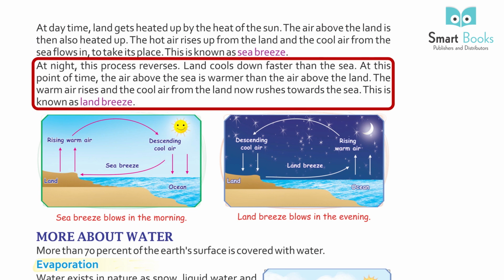At night, this process reverses. Land cools down faster than the sea. At this point of time, the air above the sea is warmer than the air above the land. The warm air rises and the cool air from the land now rushes towards the sea. This is known as land breeze.